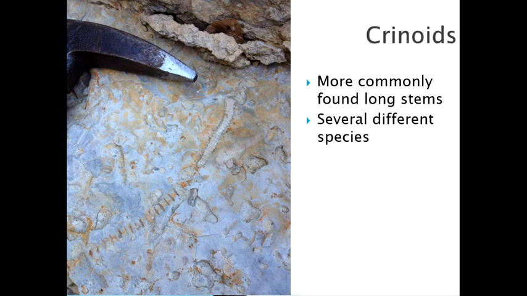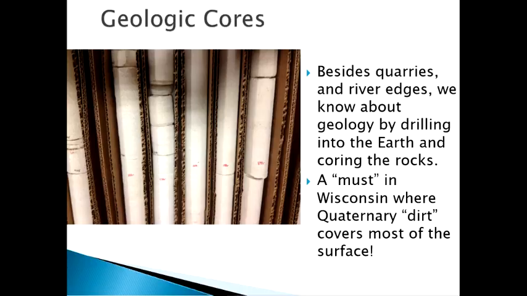Well, collecting fossils in quarries allows us to do mapping. There's other things that help us do mapping, and these are cores, excuse me. If we go to any river edge, we can see rocks. We have the quarries, but also drilling. In a state like Wisconsin, where we're covered by the dirt, the soil that grows our crops, we have to do these cores to know about the geology below.